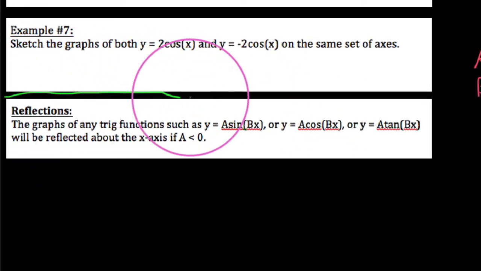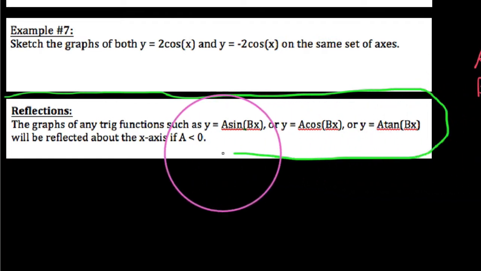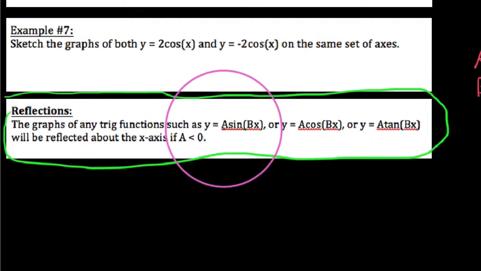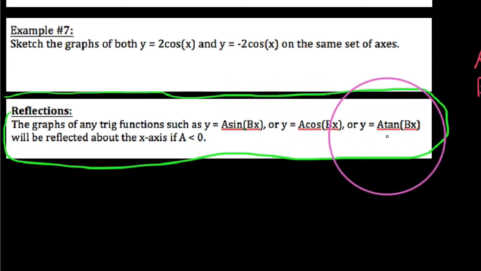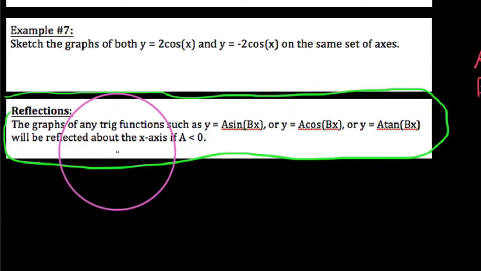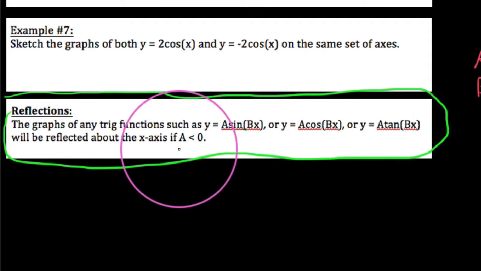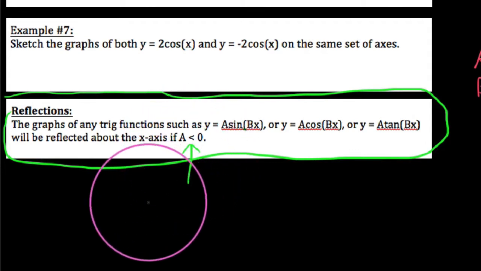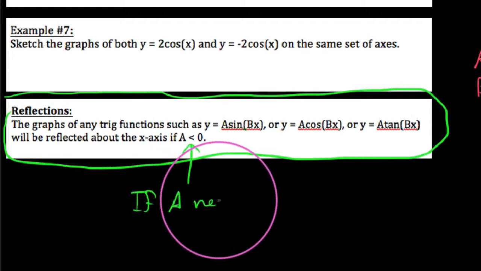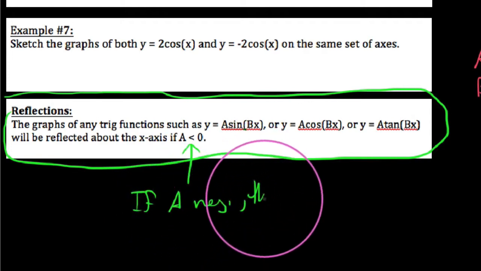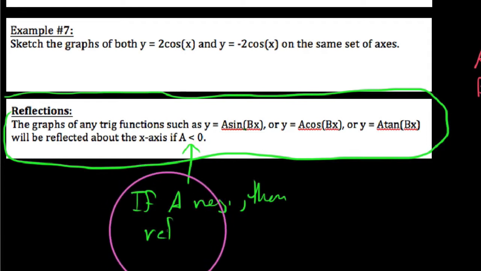So we're going to point this out here. We say reflections. It is very true for the graphs of any trig function, such as y equals a sine bx or a cosine bx or even a tangent bx. But it'll be reflected about the x-axis if a is negative, which is what we're really saying here. So if a is negative, then we have a reflection.